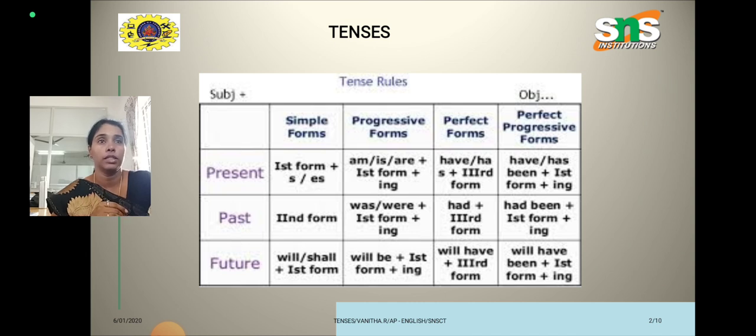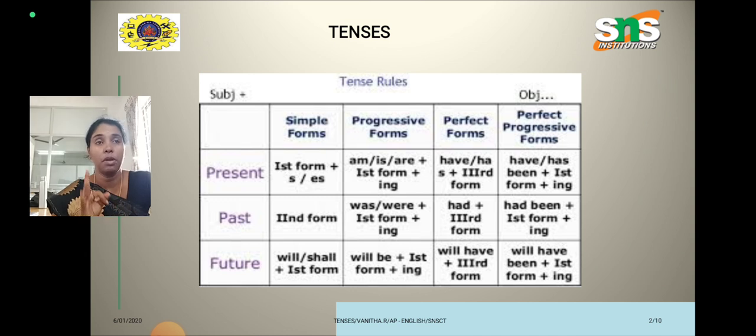Then future tense: how to frame a sentence for future tense. The period of time after speaking a sentence is considered future. This tense is used to express future events and happenings. You have only one rule: we use will or shall with the verb in future tense sentences.